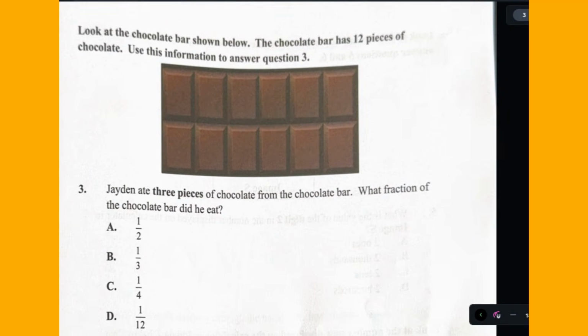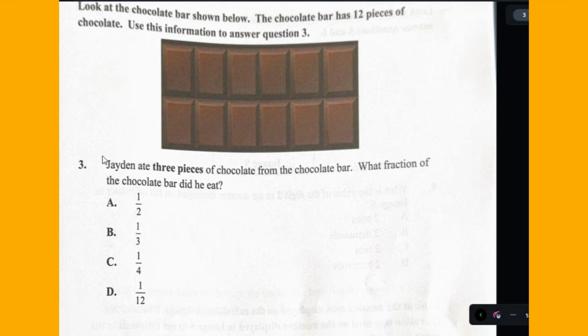Let us continue. Look at the chocolate bar shown below. The chocolate bar has 12 pieces of chocolate. Use this information to answer question 3. Question 3 says, Jaden ate 3 pieces of chocolate from the chocolate bar. What fraction of the chocolate bar did he eat? So again, the question says that he ate 3 pieces and the chocolate has 12 pieces in all. So let us look at the options.